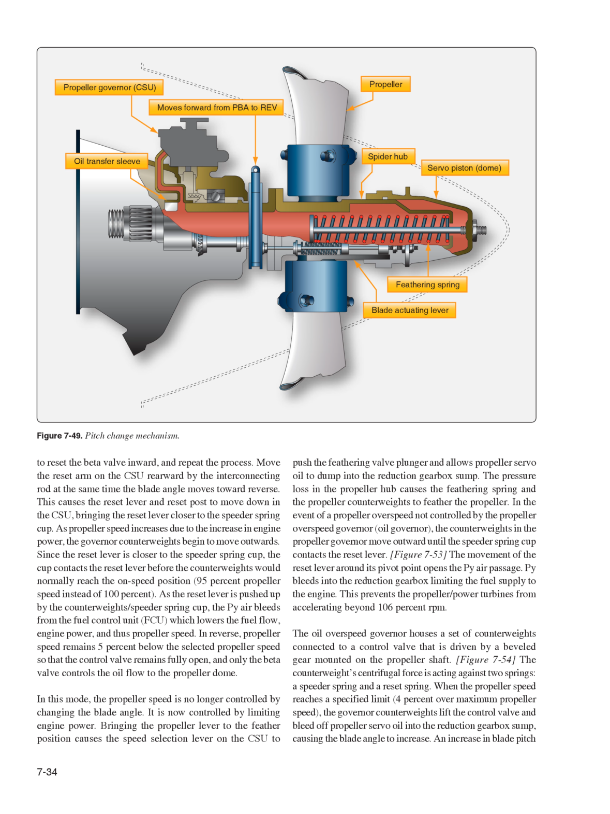Bringing the propeller lever to the feather position causes the speed selection lever on the CSU to dump oil into the reduction gearbox sump. The pressure loss in the propeller hub causes the feathering spring and the propeller counterweights to feather the propeller.